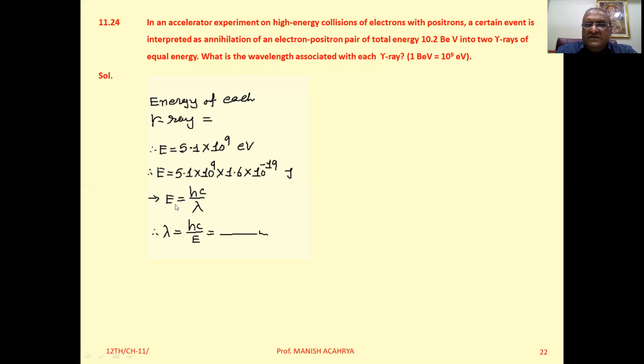So energy E, that is hc by lambda. So lambda, that is hc by E. Now here substitute the values of hc and energy, and then solve it. You will get wavelength lambda associated with the gamma rays. Clear?